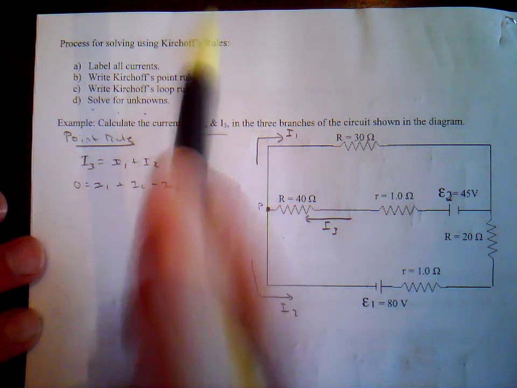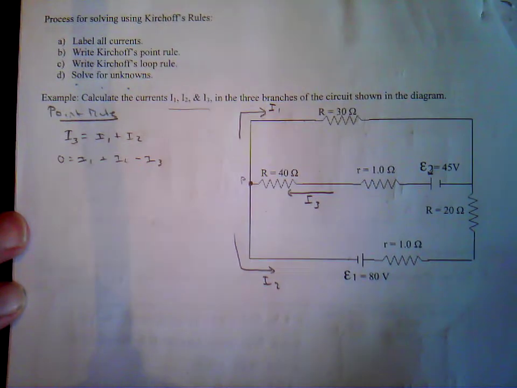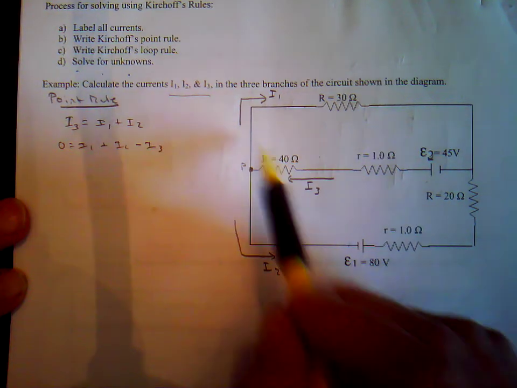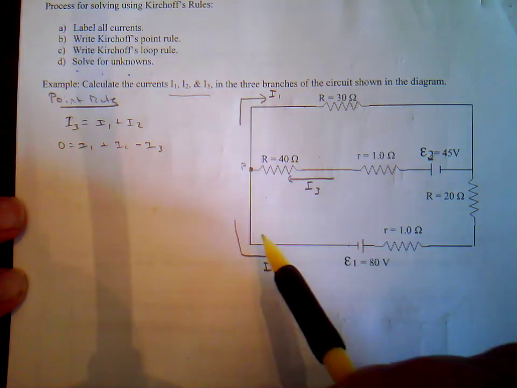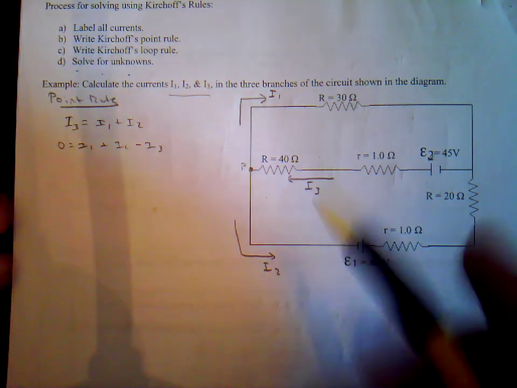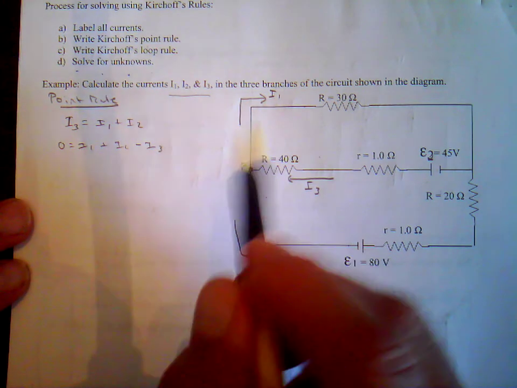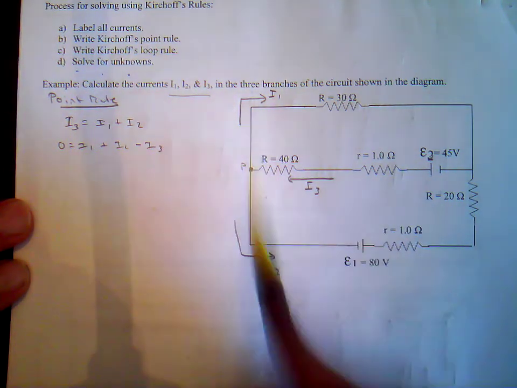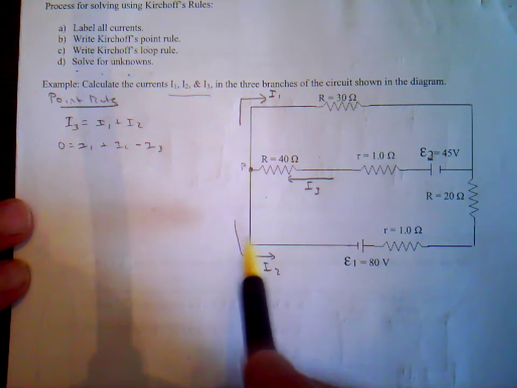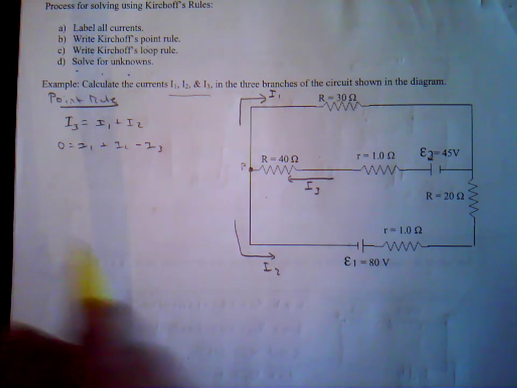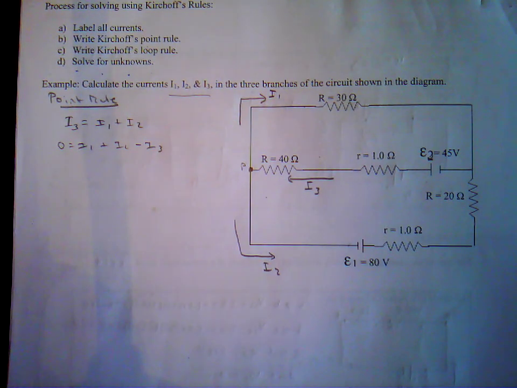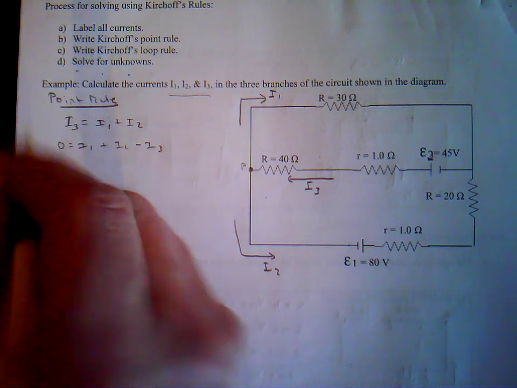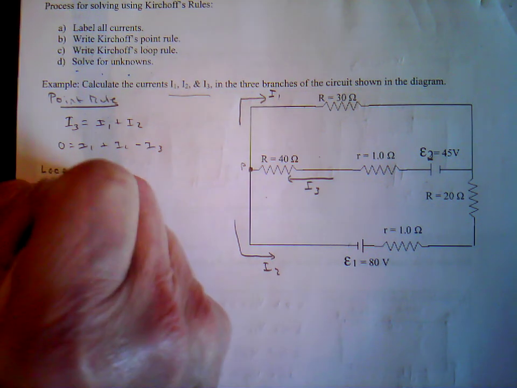Now we write Kirchhoff's loop rule. We need to write enough loop rules to take into account every branch of the circuit at least once, right? So what I'm going to do, I'm going to use the top branch and the bottom branch. Now we could have used the top branch and the entire outside, or we could use the bottom branch and the entire outside, but we just have to have enough loop rules to cover at least every branch of the circuit one time. So we do loop rules.